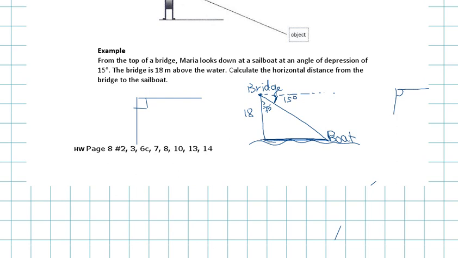So, I know that the bridge is 18, the angle is 75, and I'm looking for the horizontal distance from the bridge to the sailboat. So what am I looking at? The horizontal distance though. So we have the angle, we have the side. So which one am I looking at? This one or this one? The one at the bottom. Right. So this one, right?